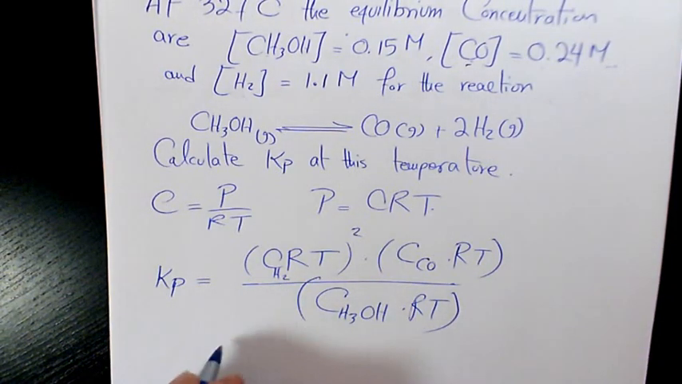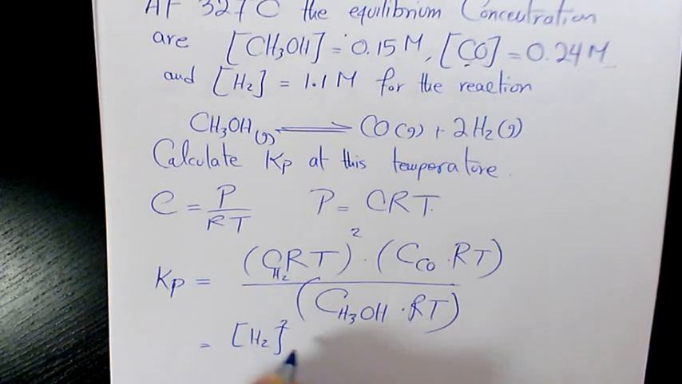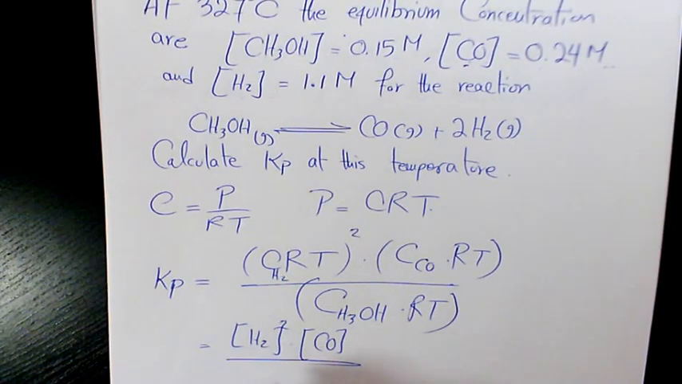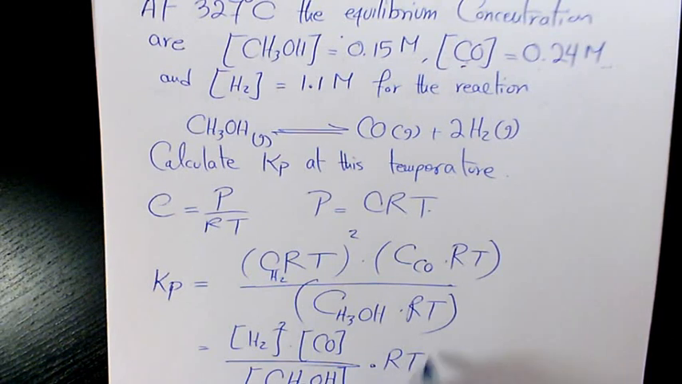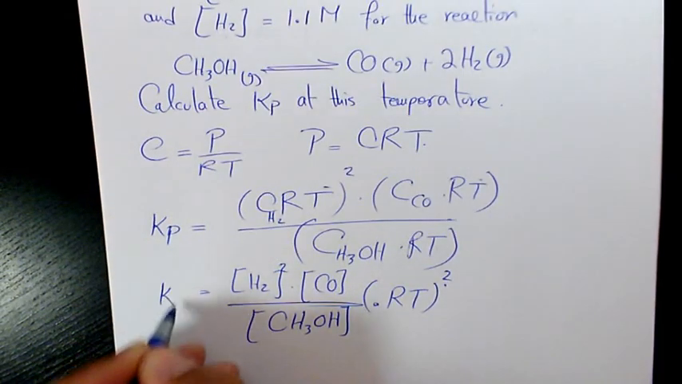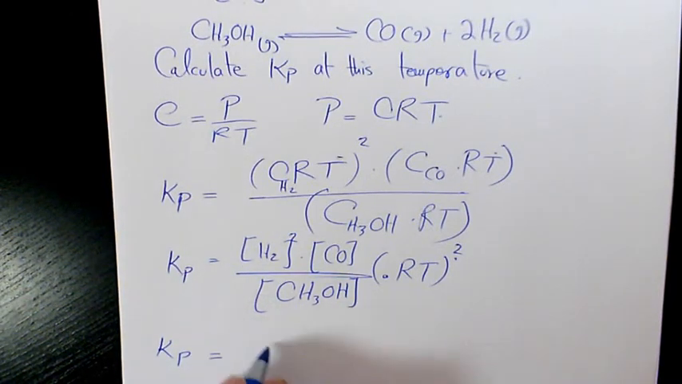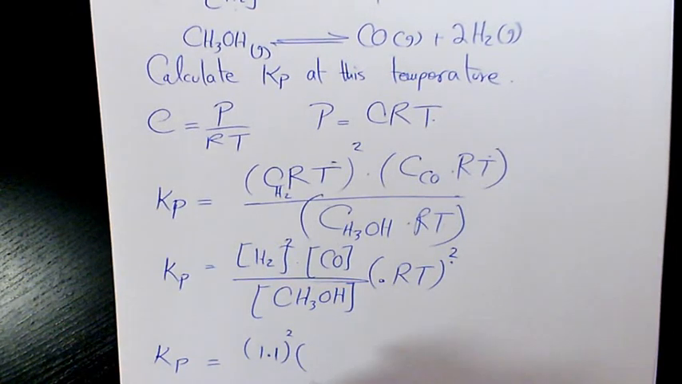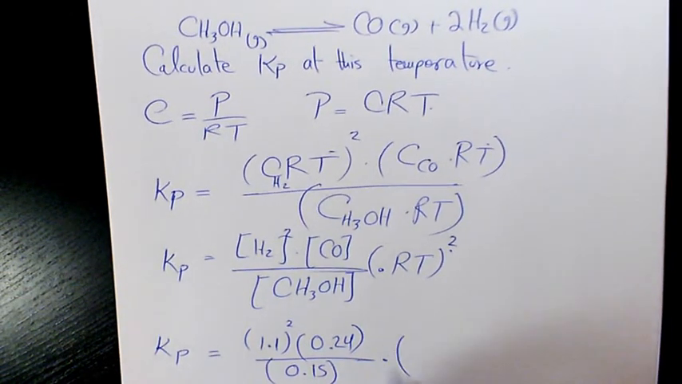So when you simplify it, it's going to be concentration of hydrogen to the power of 2 times concentration of CO divided by concentration of methanol times RT to the power of 2. Because here that's going to be 3 minus 1, which is 2. So that's how we find out the Kp. So Kp, concentration of hydrogen, is 1.1 to the power of 2. Concentration of carbon monoxide is 0.24 divided by concentration of methanol, which is 0.15, times R.